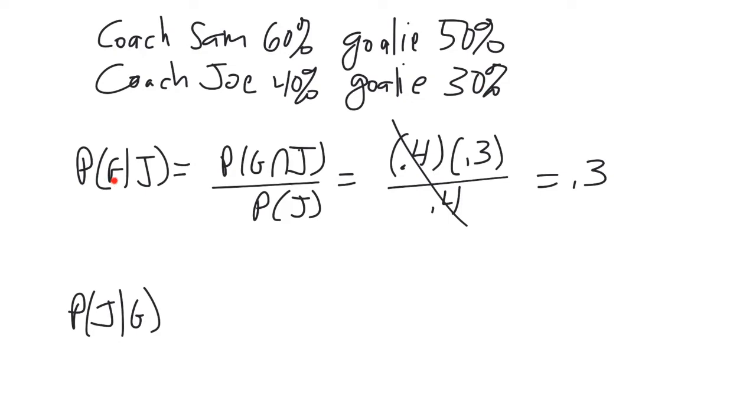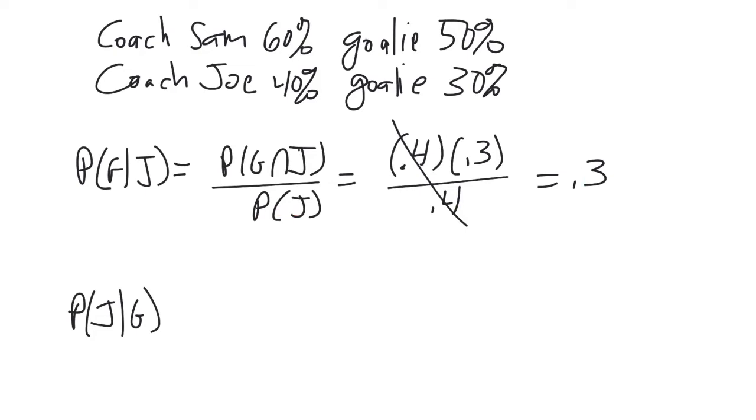So what's the probability that she plays goal, or she gets in the goal, given that Joe is coaching? Well, it's pretty obvious. It should be 30% of the time when Joe is coaching. Given that Joe is definitely coaching, she gets 30% of the time. So let's make sure the math works out. Goalie and Joe, multiplying those two over probability of Joe.